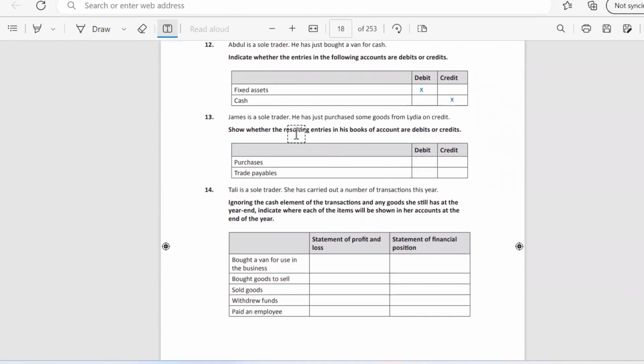James is also a sole trader. He has just purchased some goods from Lydia on credit. So we put debit for purchases and credit for trade payables, because the purchase was made on credit.